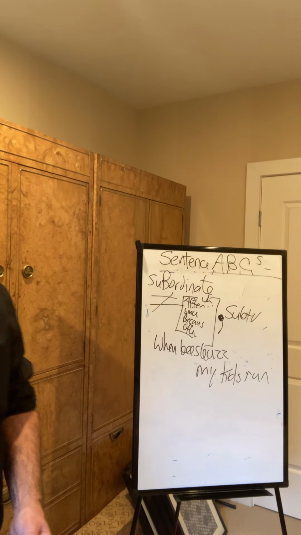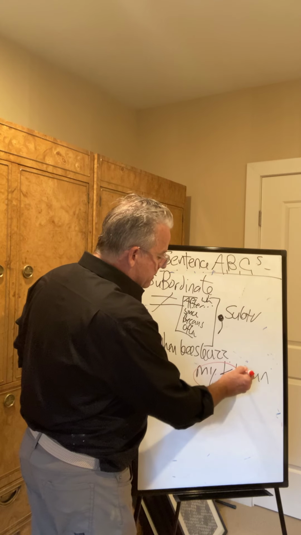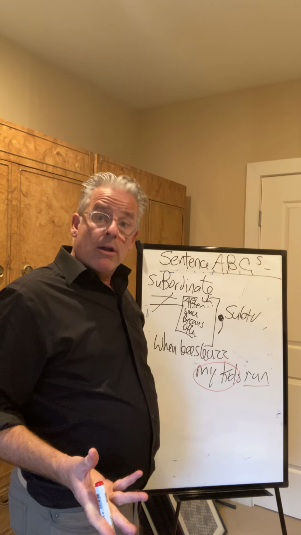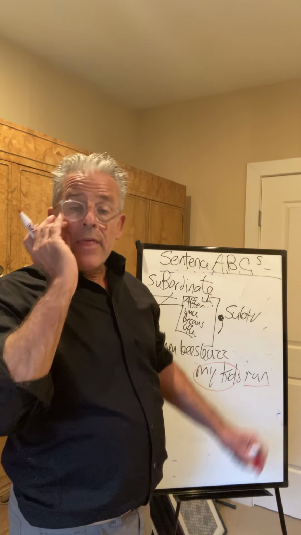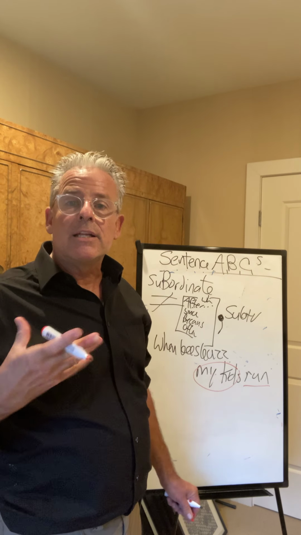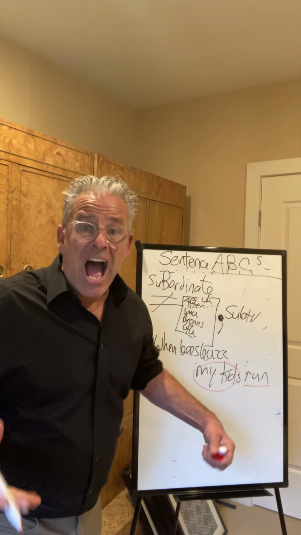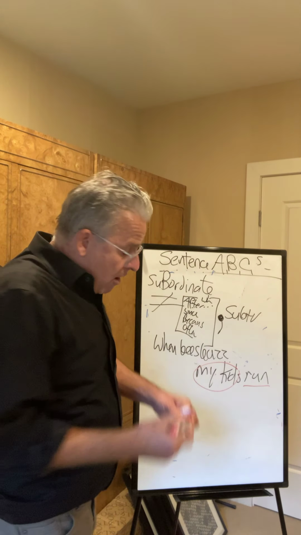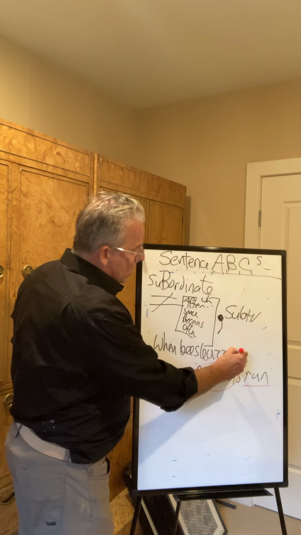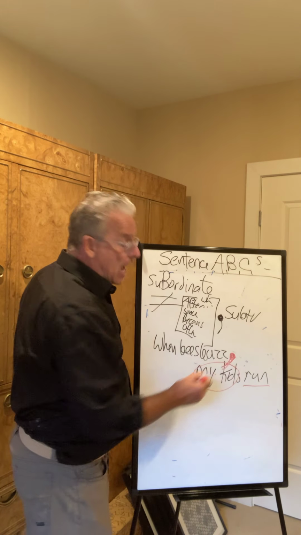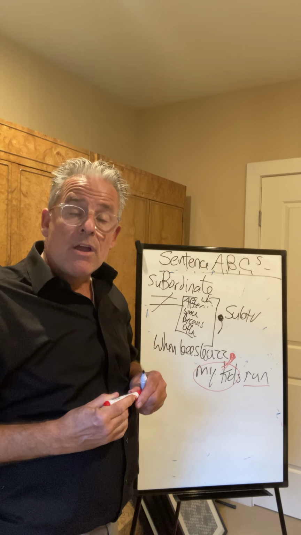So we have two parts of the idea, and you can see my kids run. That part could stand alone. It could be a sentence, my kids run. That could be a simple assertion. It stands alone. But the first part, when bees buzz, you feel like you're falling off a cliff. It can't stand alone. And we need that comma to tie those two parts of the idea together.